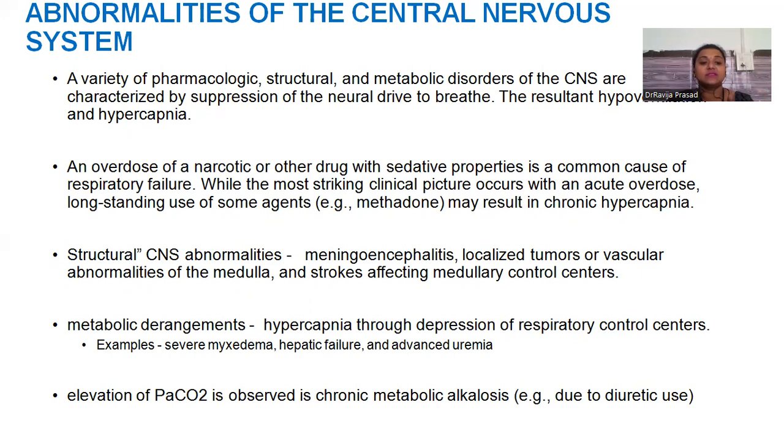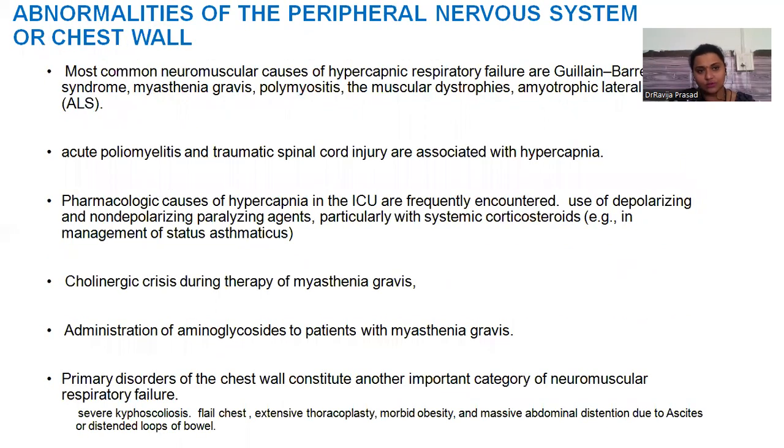Then the second cause is structural CNS abnormality, that is meningoencephalitis, localized tumor or vascular abnormality of the medulla, or stroke affecting the medullary control center. Then the third can be metabolic derangement, with hypercapnia through depression of the respiratory control system, for example, severe myxedema, hepatic failure, or advanced uremia. Elevation of PaCO2 is observed in chronic metabolic alkalosis, for example, due to diuretic use.